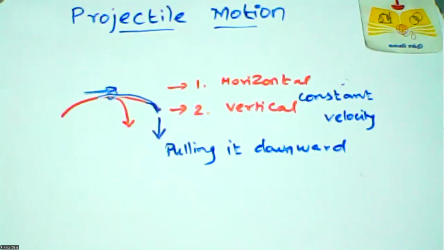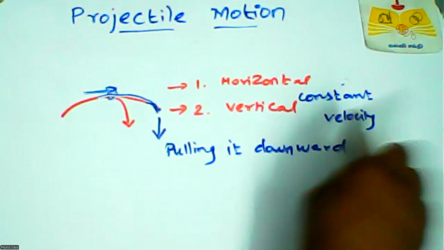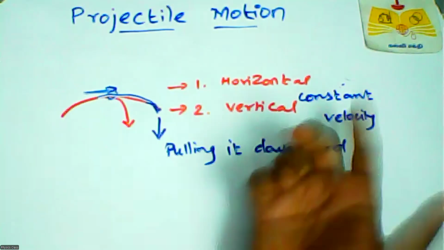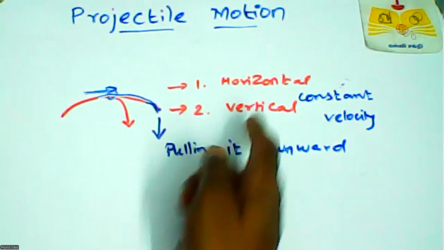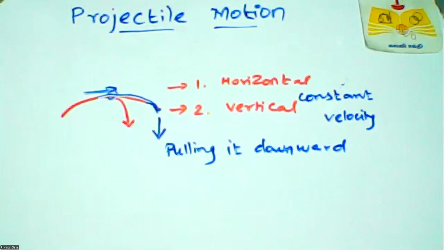So you may know that if an object is acted on by a force, its velocity will change. If there is no force, the object will go at a constant velocity. That's why I'm writing constant velocity here. And vertically, it is accelerated by gravity, which is pulling it downwards. Is this clear? Okay, right.